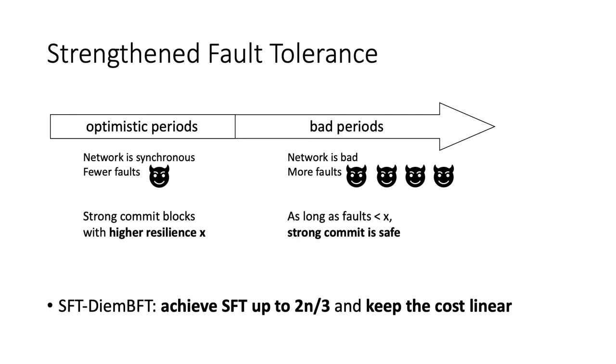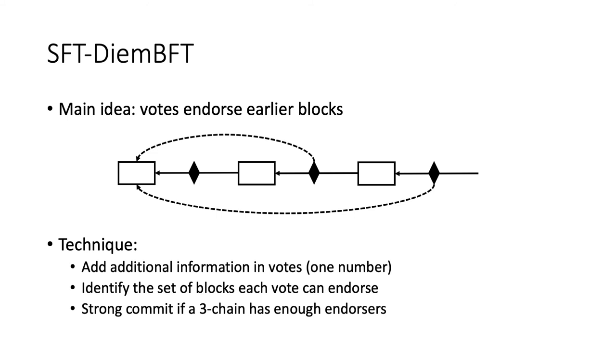In this work, we achieve strengthened fault tolerance for DiemBFT or HotStuff. Our protocol can strong commit blocks with higher resilience up to two-thirds, and at the same time keep the cost linear for the happy path. The main idea of our protocol is that we can somehow make the later votes in the chain also endorse the earlier blocks. Like in this picture, the votes from later quorum certificates can also endorse the first block.